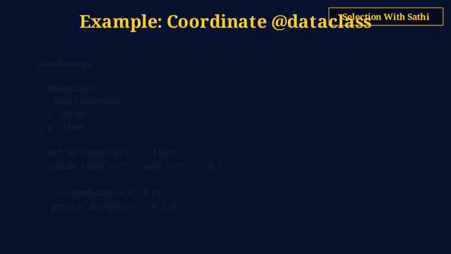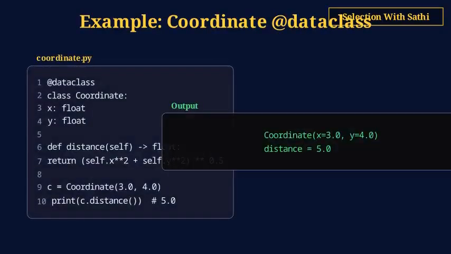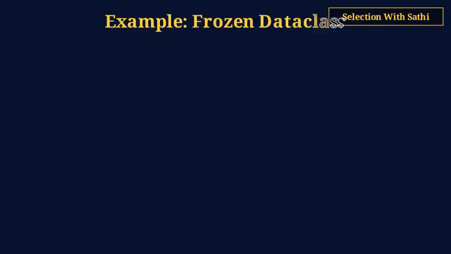Let's create a coordinate data class. @dataclass, class Coordinate with x: float and y: float. We add a distance method that returns the square root of x² plus y². Coordinate(3.0, 4.0).distance() gives 5.0. Notice we got __init__ and __repr__ for free.